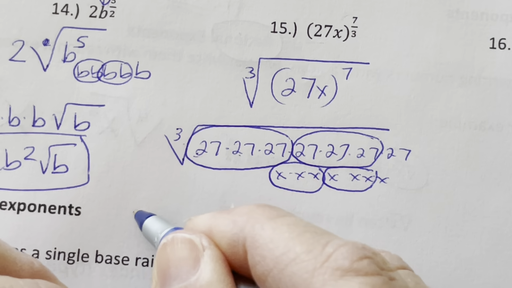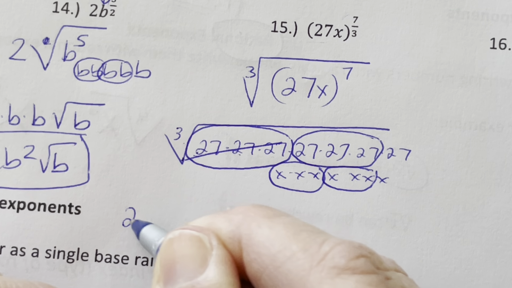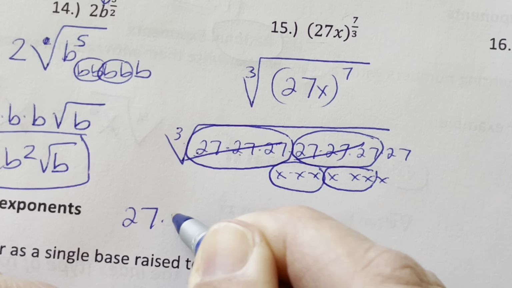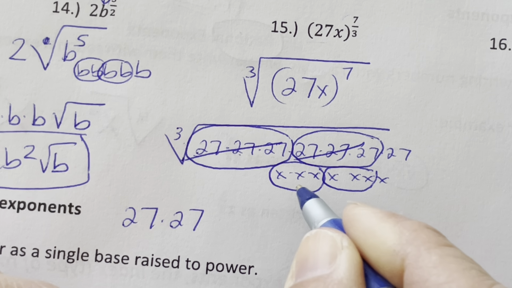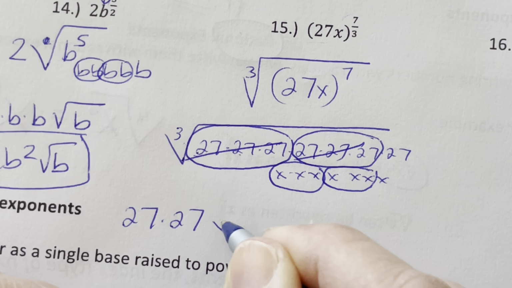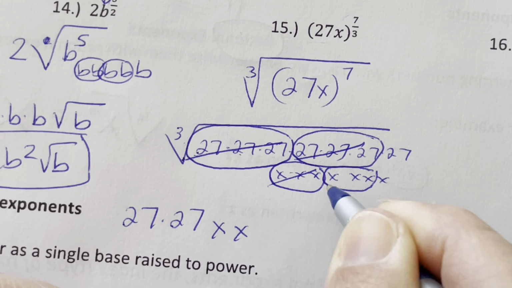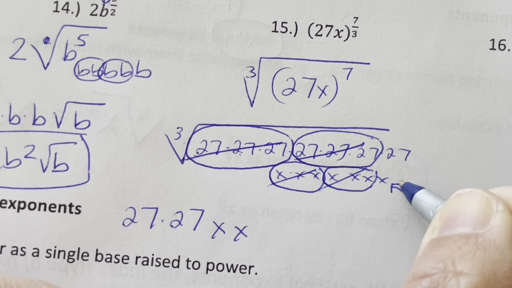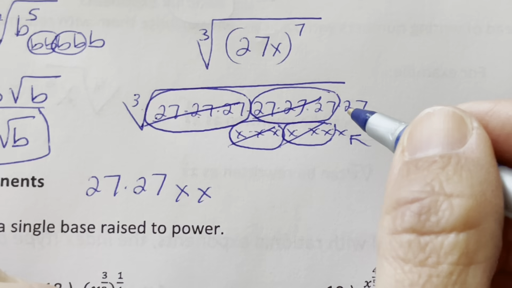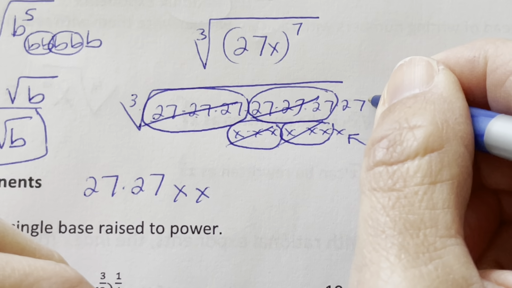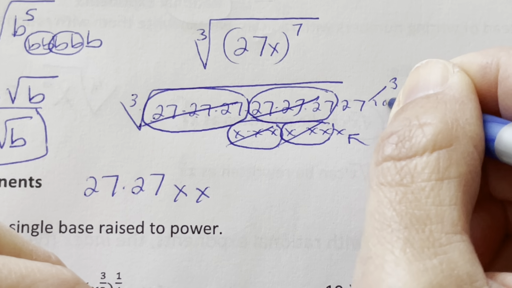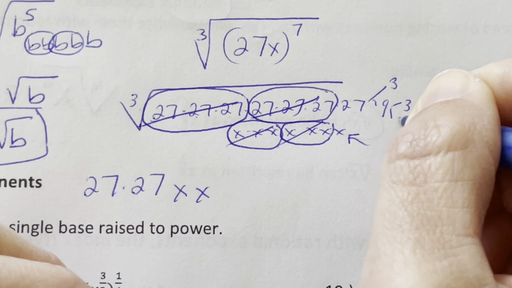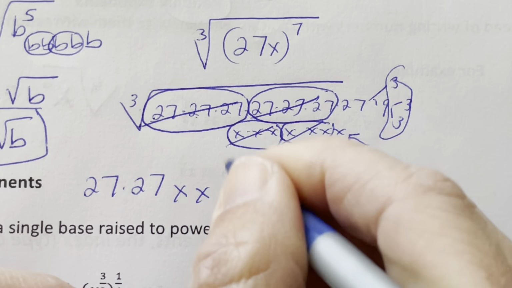So I know on the outside, I've got a 27 from these, a 27 from these. I've definitely got an x from these and an x from these. I definitely have one x left inside this one. But the 27, I don't know. I might be able to break that down. So let's see. 27 is 3 times 9. And 9 is 3 times 3. Yep, look at that. I've got another grouping to come out.